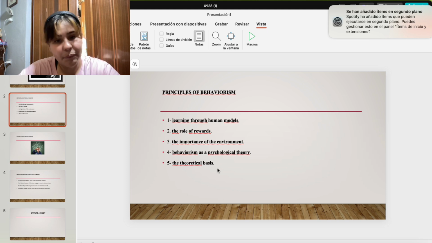For example, if a child often hears their parents talking and the parents encourage them when they try to speak, the child learns to talk faster.